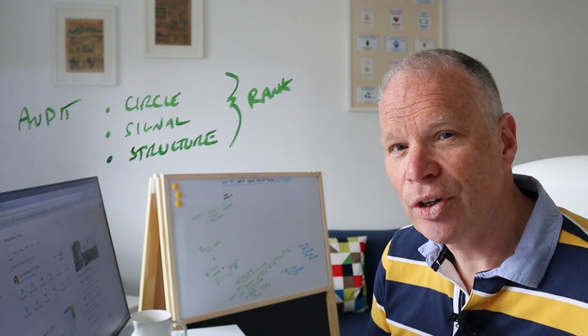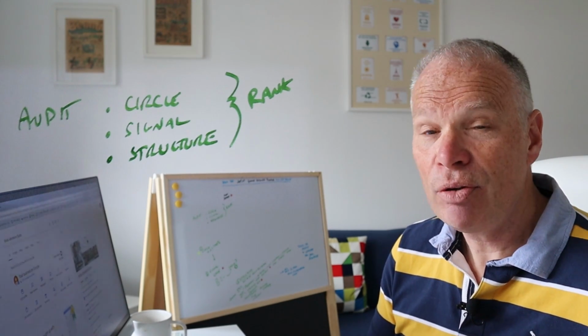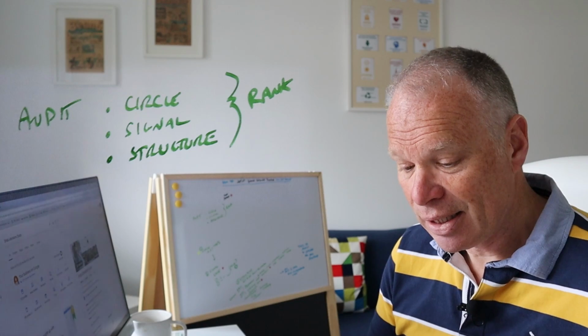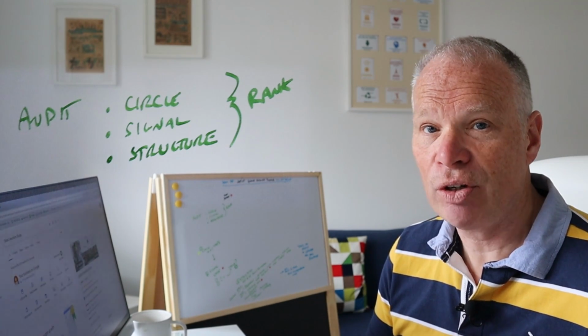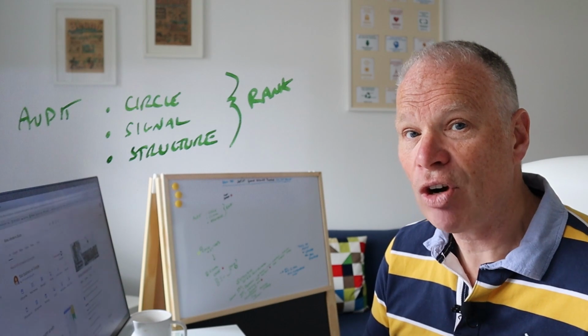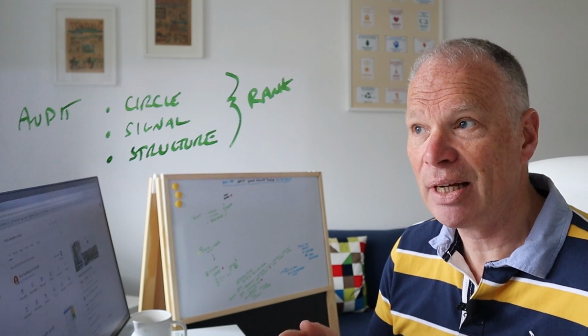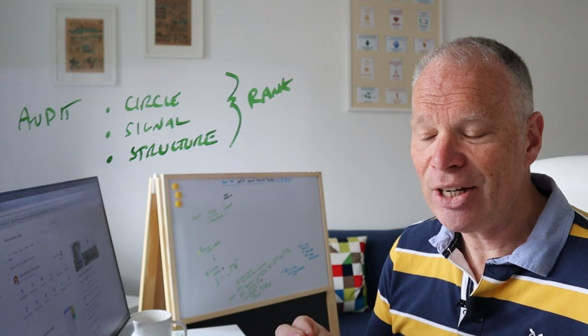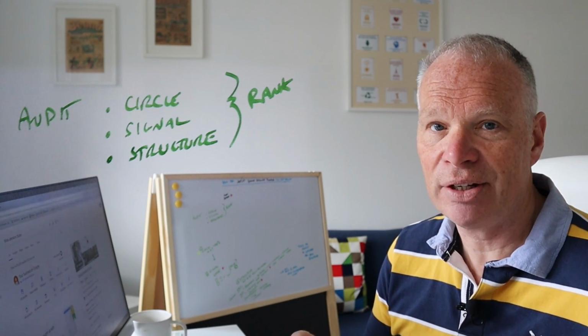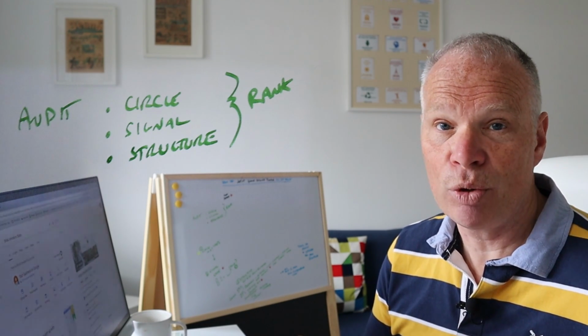So what's involved in the structure? Well, there are two things involved in structure. It's internal and external. So Google is interested in the structure of your website. It's interested in the structure of your business, particularly on your Google business profile. And it also wants to know, can it trust it? Is it authentic enough to give it number 1 ranking?